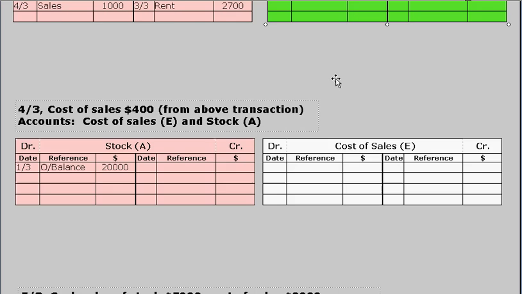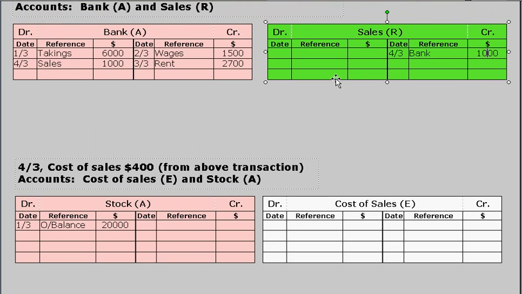This next transaction, which relates to the previous one, does refer to the cost of sales. So what's happened? We've got rid of some stock. We've sold some of the stock and it cost us $400. So to reduce stock, an asset, we have to do a credit entry. So we credit the stock account and we write cost of sales on the credit side, and we put the amount, which is $400. That's reduced the asset.